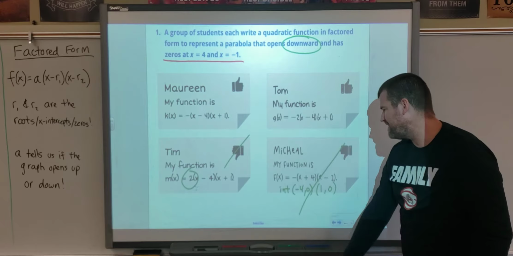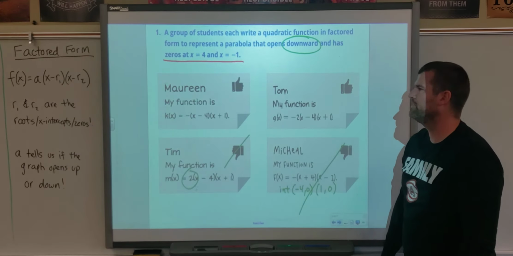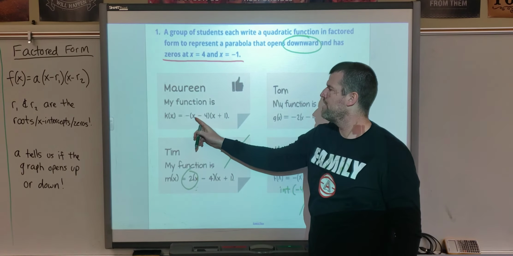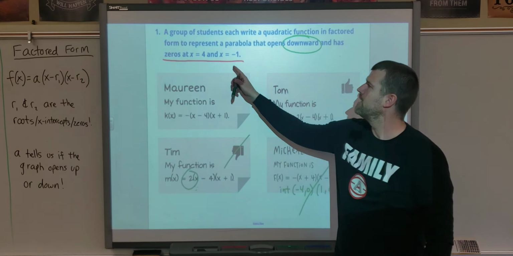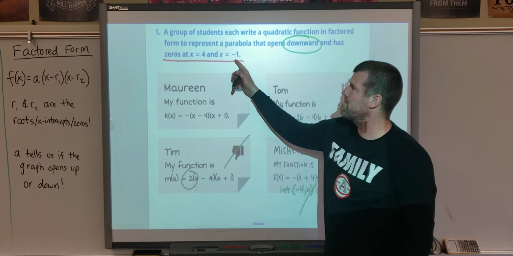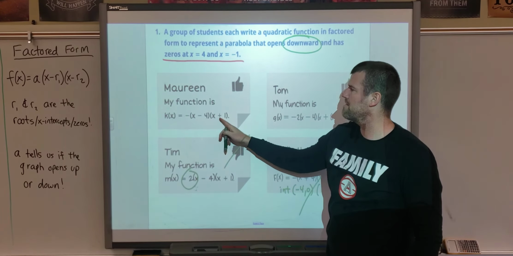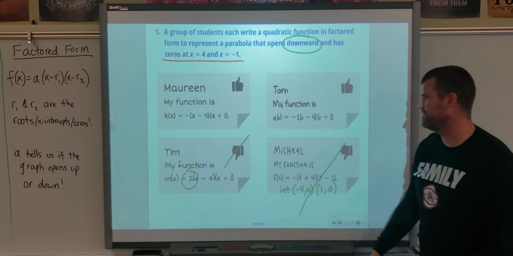Michael, you almost had it, but you made a mistake, which we all do. It's okay. Hopefully he'll learn from it. But if we want our zeros to be positive 4, the factor needs to have negative 4, right? So x minus 4. And if we want our other zero or x-intercept to be negative 1, then our factor has to be the opposite. So x plus 1. So nice job, Maureen and Tom.